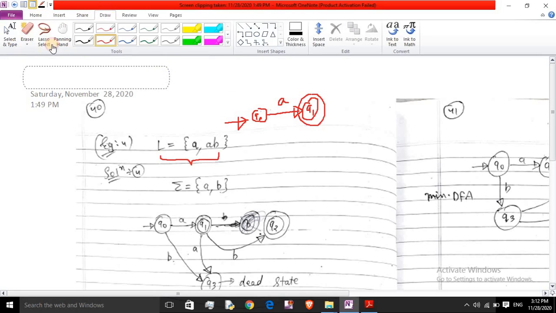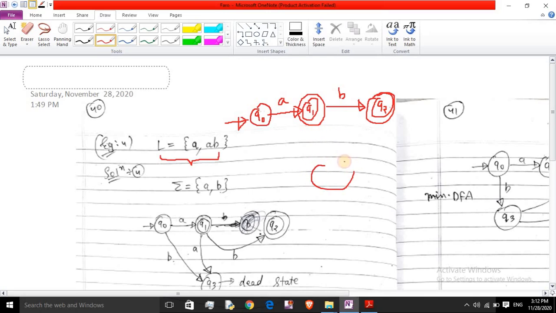Okay, let me draw it here in a bigger form. Now look at here. This is Q naught. On getting an input symbol A, we will move to this next state. There is also a word called AB. If we get a B symbol, then we will move to the next state, which is Q2. It will accept only these two words.